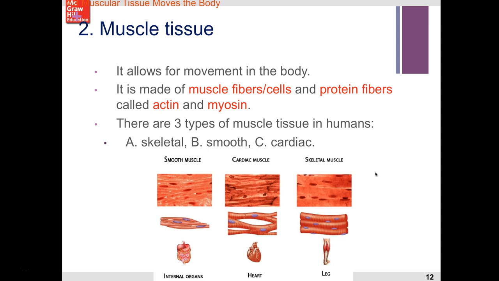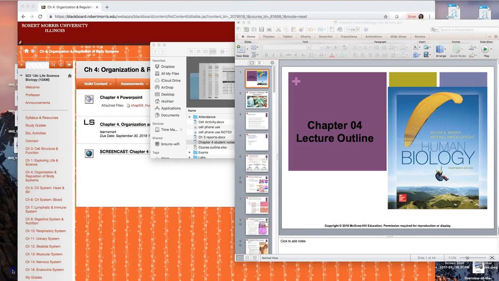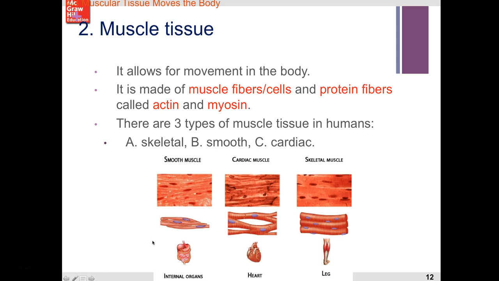So now we get into muscle tissue. I really love the muscle tissue because it's so organized. There's only 3 different types, so it's pretty easy to understand. Most of you already know that the muscle tissue is going to allow our body to move, and it's made up of muscle fibers or muscle cells.